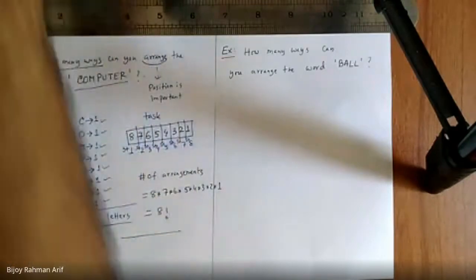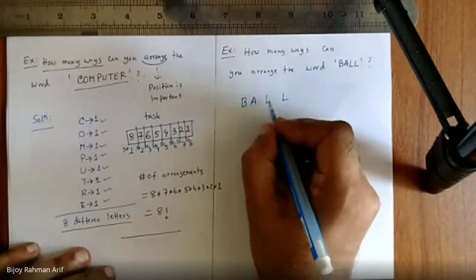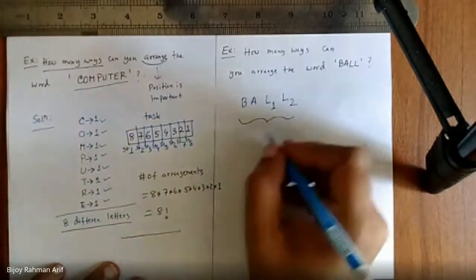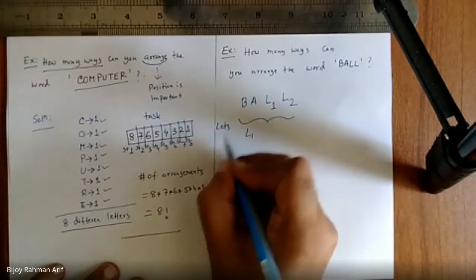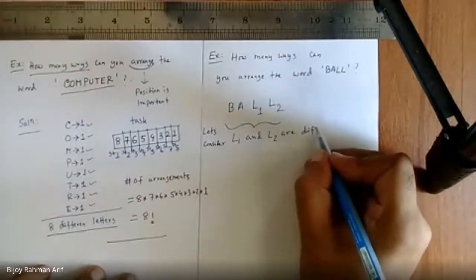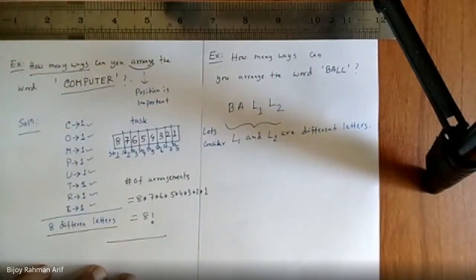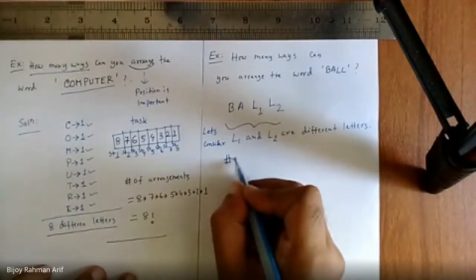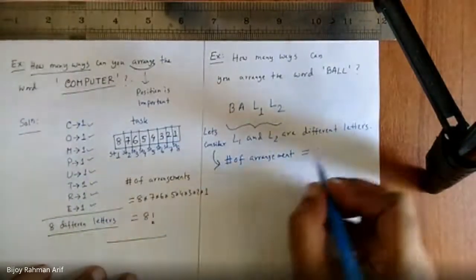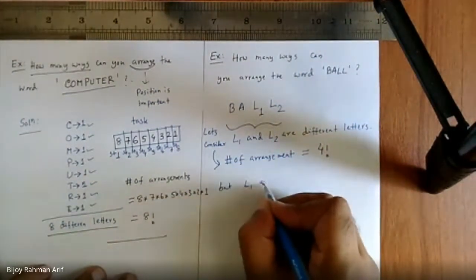Let's do this. Let's assume BA double L. Let's consider this L is L1, this L is L2. Now they become distinct. Am I right? We can consider L1 and L2 are different letters. If L1 and L2 are different letters, what is the number of arrangements? 4 factorial. Good. 4 factorial. But L1 and L2 are not different.